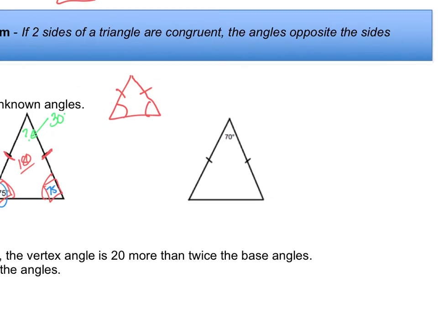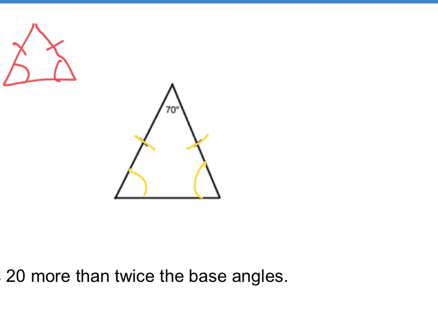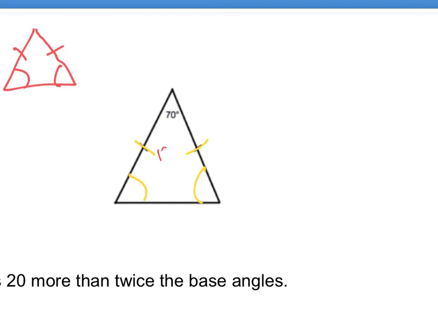For this example, I know that these two sides are congruent. So I know that this angle and this angle are congruent. There's two ways I can do it, but I'm just going to focus on one way. I know that there is 180 degrees in a triangle. So I'm going to do 180 minus 70, which will give me 110. So I know that this angle and this angle have to add up to 110. So I can just take my 110 and divide by 2, which will give me 55 degrees. So this angle and this angle, or my question marks, are 55 degrees each.